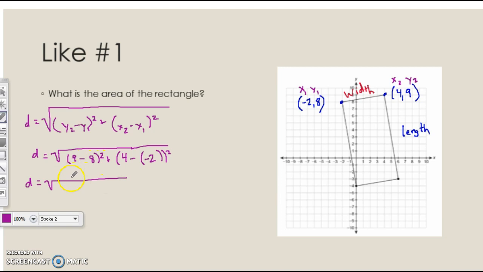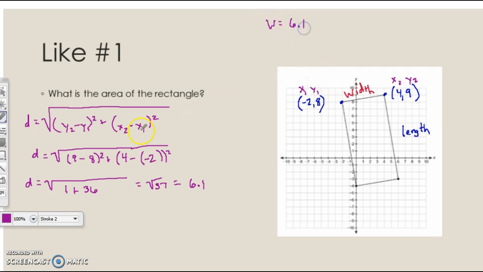9 minus 8 is 1, and 1 squared is 1. 4 plus 2 is 6. 6 squared is 36. So now I need to find the square root of 37. I put that in my calculator, and I want a decimal value here. Second square root 37, and I get about 6.1. All right, so I know that the width is about 6.1.